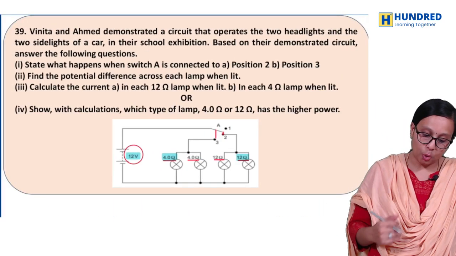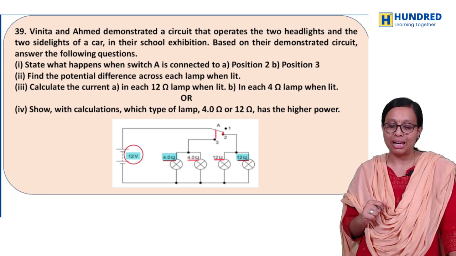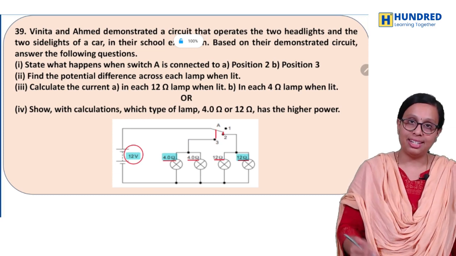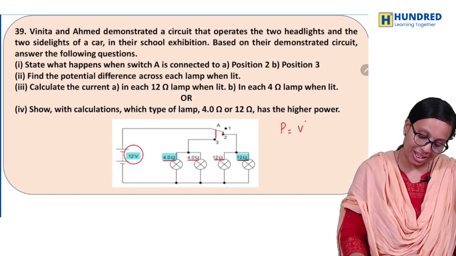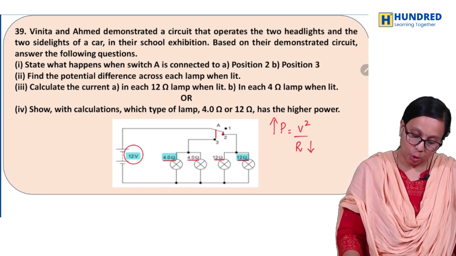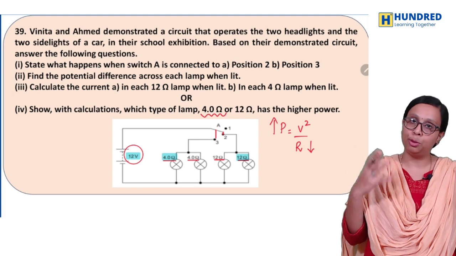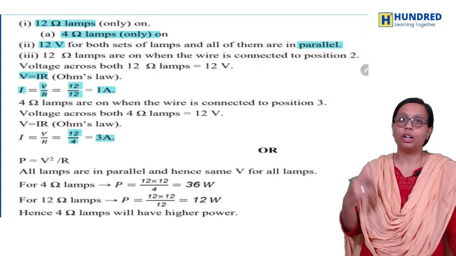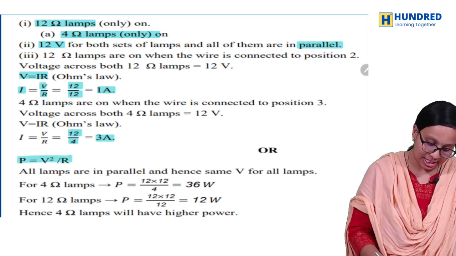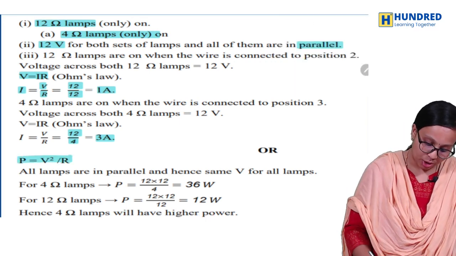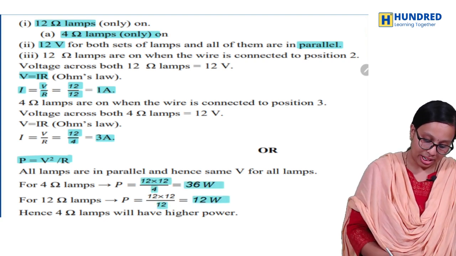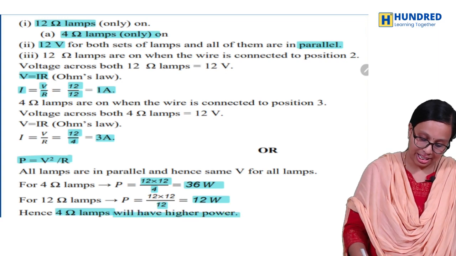The second one, show with calculation which type of lamp has higher power. So usually power and resistance are inversely proportional. So P is equal to V squared by R. So if you want higher power, it should be low resistance. The answer is 4 ohm. With the help of theory, we can answer it. But here you're going to prove it with the help of the calculation. So this is the formula. So in both the cases, the potential will not change. So 12 into 12 by resistance, 4 and 12, you're substituting. So the one with 4 ohm will have the highest power.